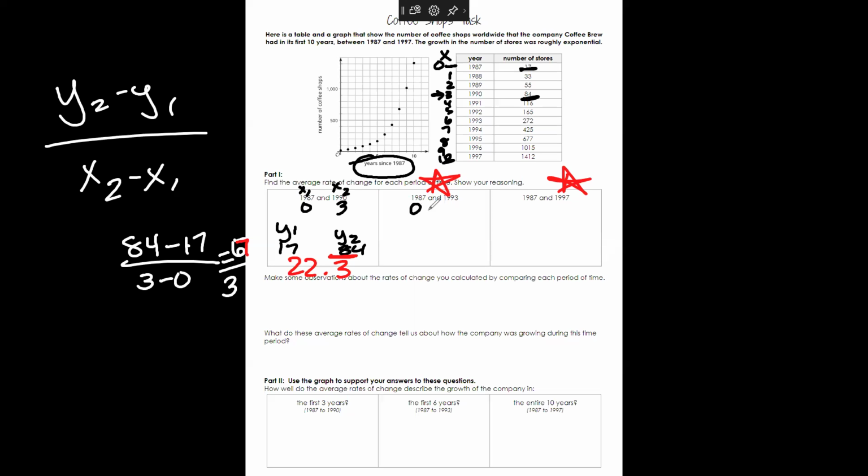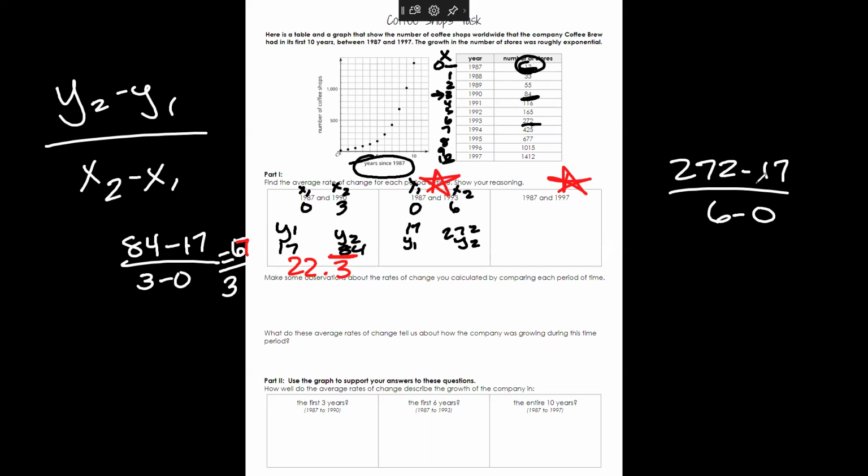Plugging in the right things. 0 should be 1987. And then for 1993, which is 6. So x1, x2. And then for your y1, y2, that's going to be 17 for your y1, and then for your y2, that's going to be 272. Okay. Now we're going to plug it in. I'm going to do this over to the side. So 272 minus 17 over 6 minus 0. What's 272 minus 17?